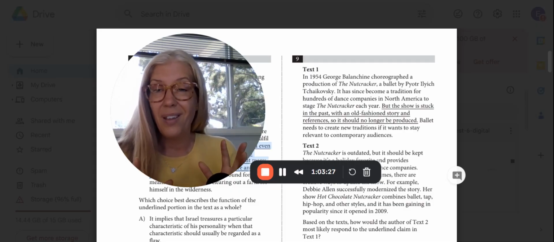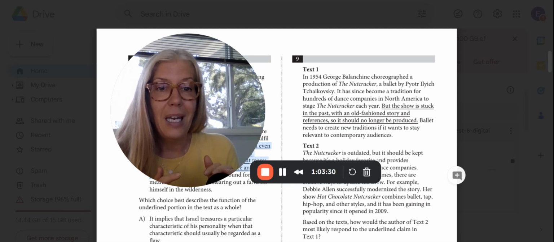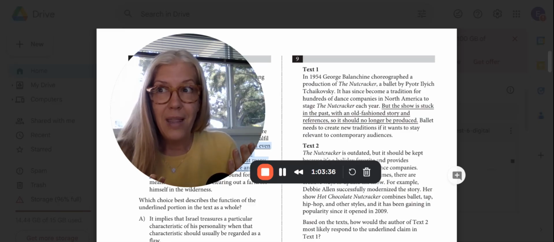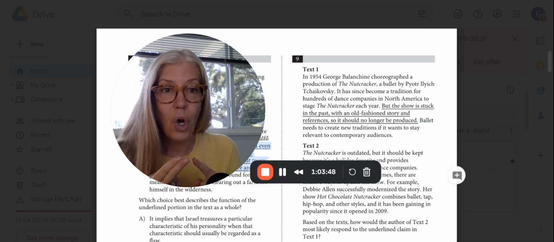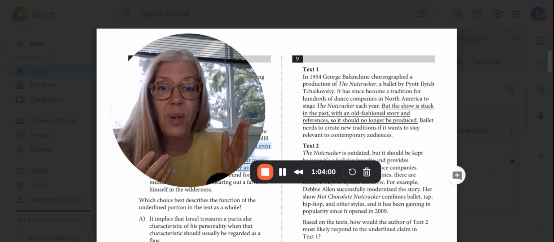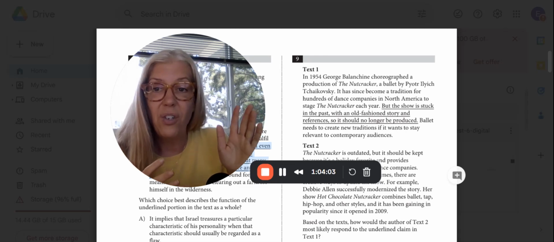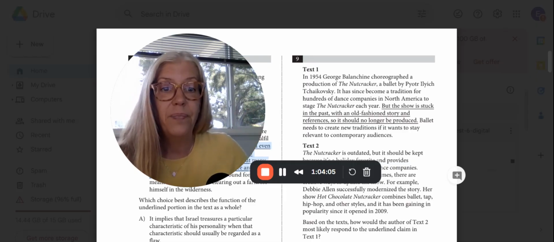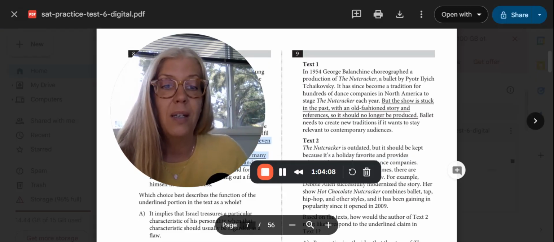So essentially, text 1 is saying it's irrelevant. It is stuck in the past. It should no longer be produced. And then I automatically think to myself, because I know text 2 is going to say the opposite, text 2 is going to say it should be produced. Maybe it's not so old-fashioned. It should continue. So text 1 is saying discontinue. It's old-fashioned and it should no longer be produced. I'm assuming text 2 is going to say the exact opposite.